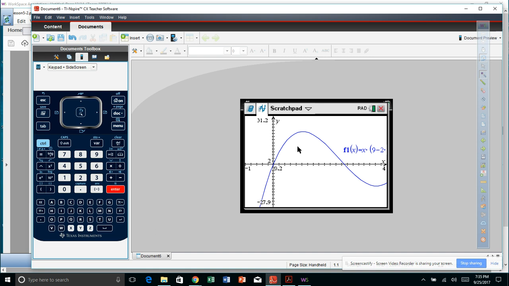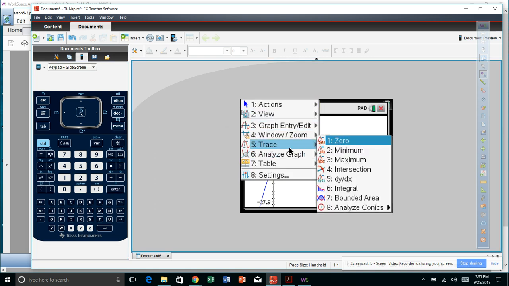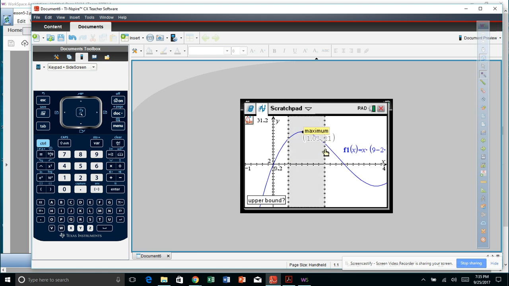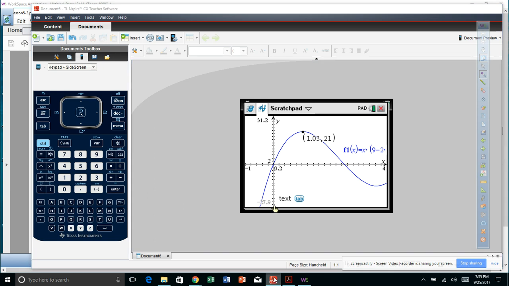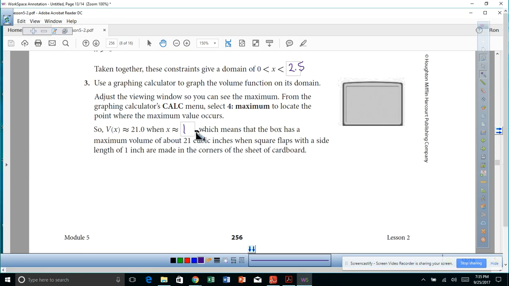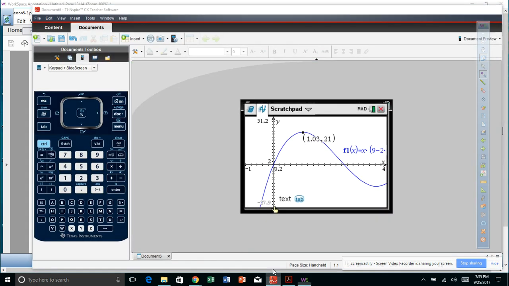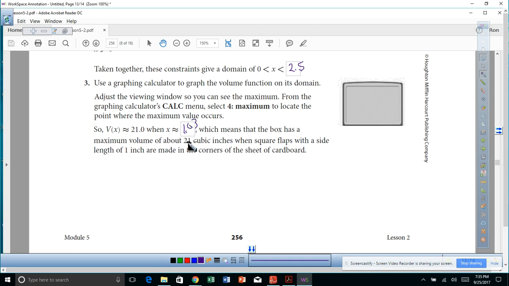And then we want from the graphing calculator to select the maximum. How do we find this maximum? Menu 6, 3. And okay, so the volume is approximately 21 when x equals 1.03. Yeah, 1.03, which means that the box has a maximum volume of about 21 cubic inches when square flaps with a side length of 1 inch are made in the corners of the sheet of cardboard. Okay.